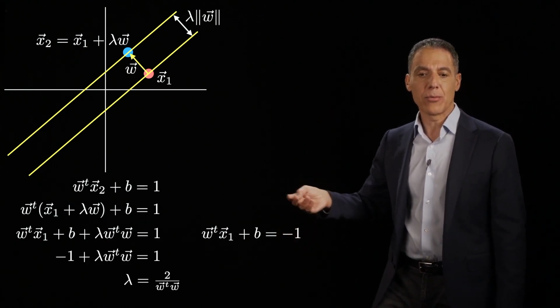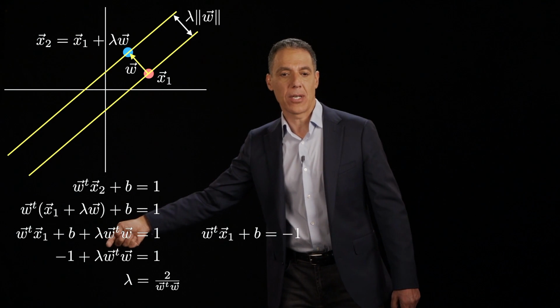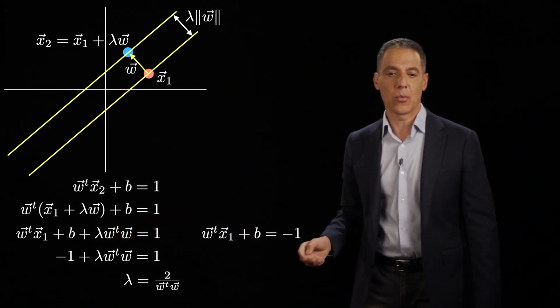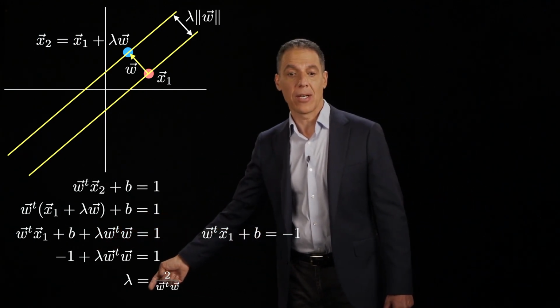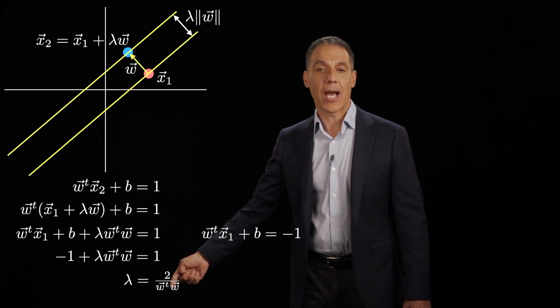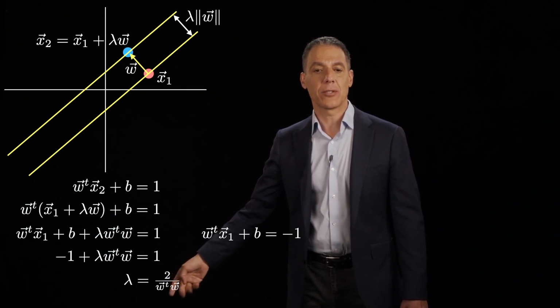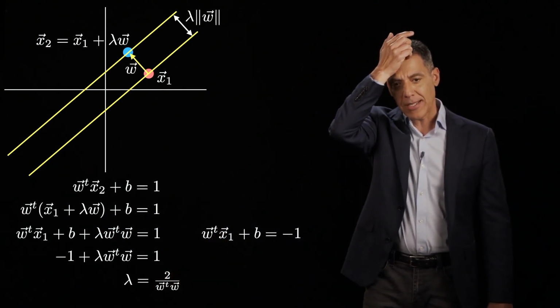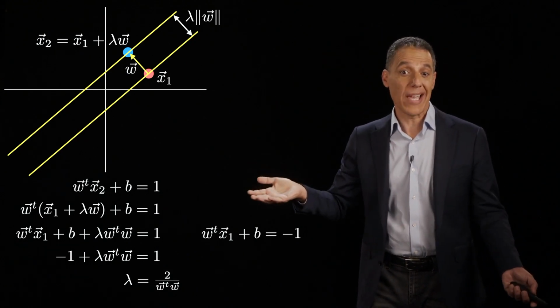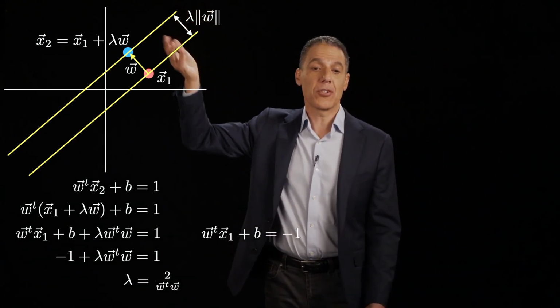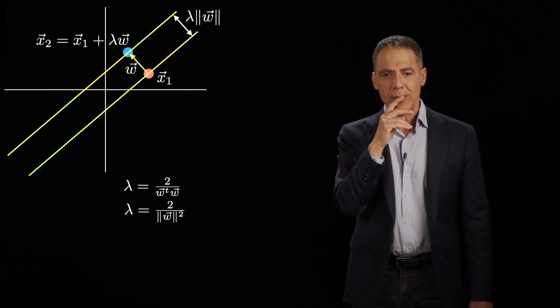And so now I can rewrite this as -1 is equal to lambda w transpose w, which is equal to 1, which tells me that lambda is equal to 2 over the dot product of w with itself, w transpose w. Interesting. Now I have an answer to what lambda is for this margin. All right. So now what do I want to do?